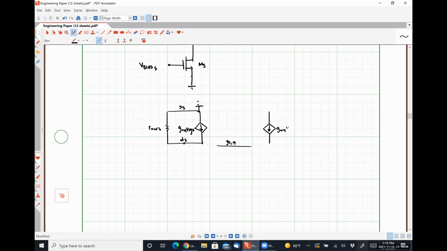This is GM4, VSG4, R out 4. This is the source of 4, which is tied to ground. This is the drain of 4. And so this is VSG3, which will be identical to VSG4. PMOS side all looks hunky-dory. NMOS side will go here.